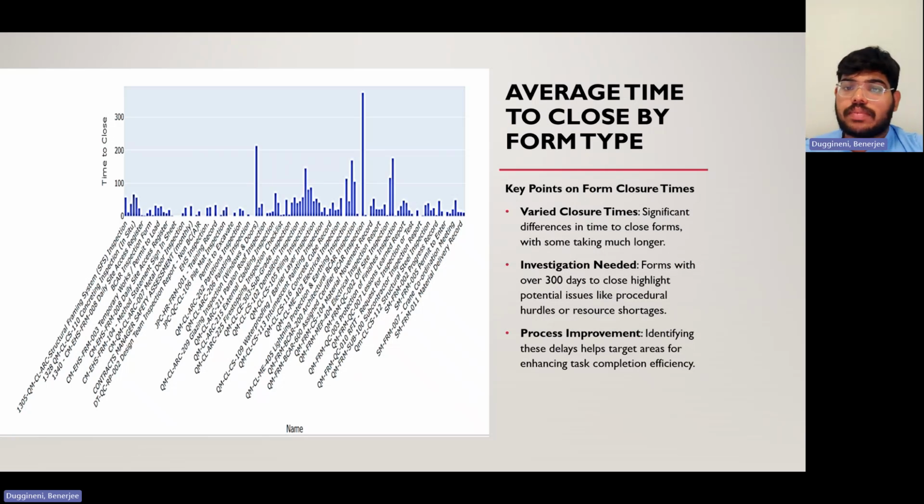For the average time to close by form type, there are various closure times. For example, structural framing system took around 50 days, and this indicates the various tasks in the project. There are significant differences in times to close forms, with some taking much longer, and an investigation is needed. Forms with over 300 days to close highlight potential issues, like procedural hurdles or resource shortages, and the need for process improvement. Identifying these delays helps target areas for enhancing task completion efficiency.